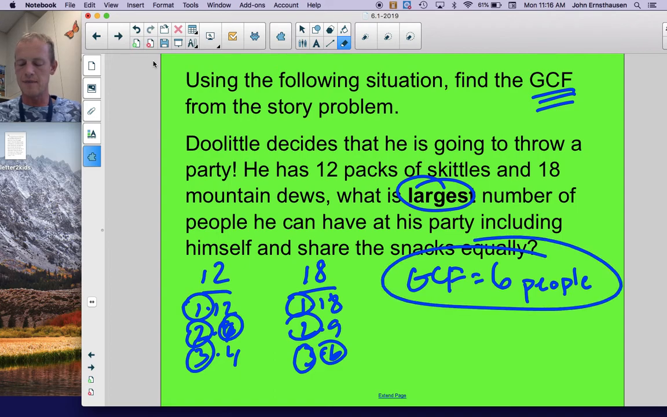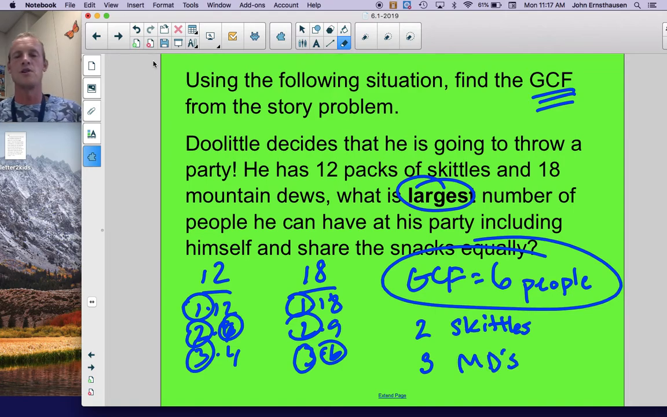I'm going to take this a step further. If there are 6 people, how many packs of Skittles would each person get? Right, 12 packs total divided by 6 gives me 2 Skittles. And then how about the Mountain Dews? If there's 18 Mountain Dews and 6 people, 18 divided by 6 gives me 3 Mountain Dews.